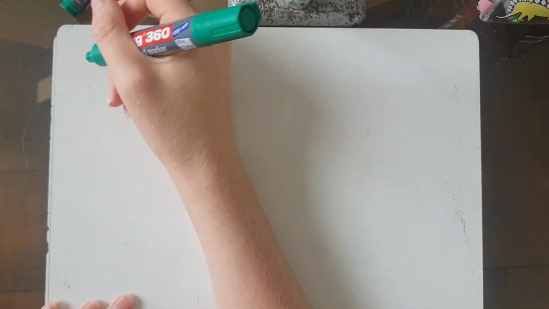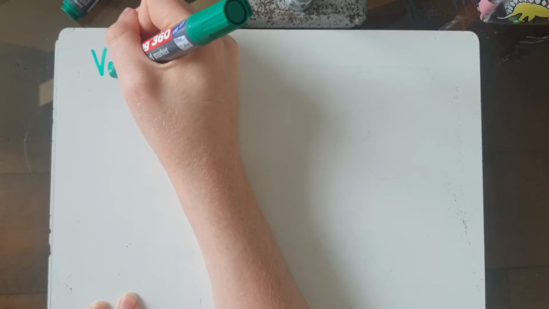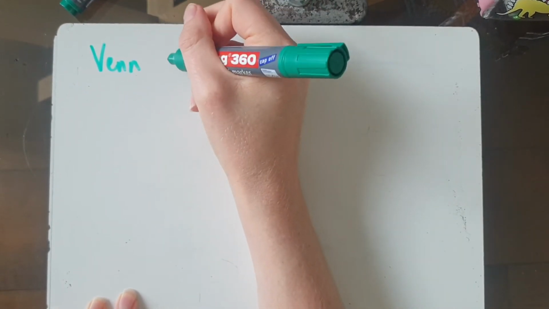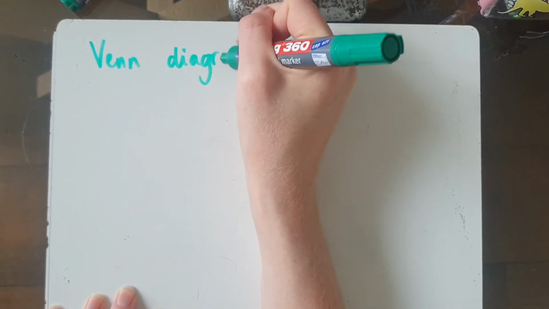Make sure you've got that last bit copied down. Go back and pause the video if you need to. And then we're going to write down this key bit of information, which is that Venn diagrams use circles to sort objects into sets.